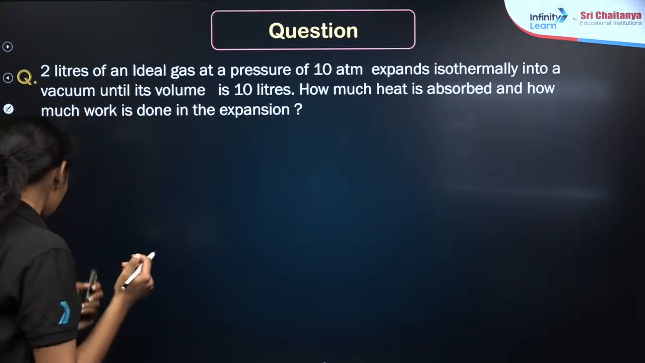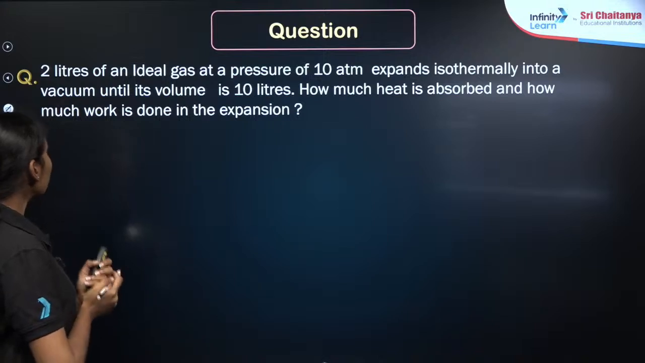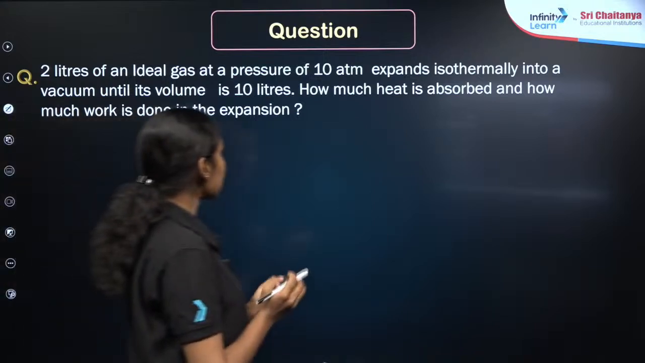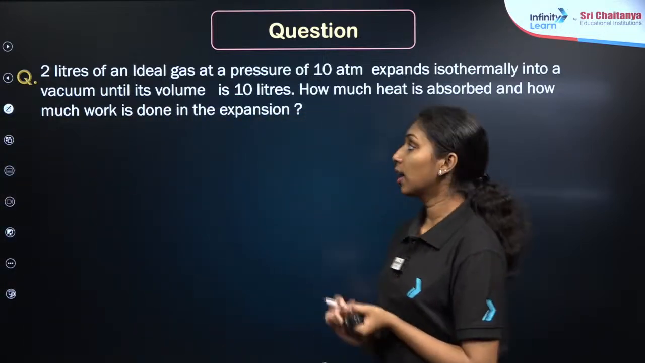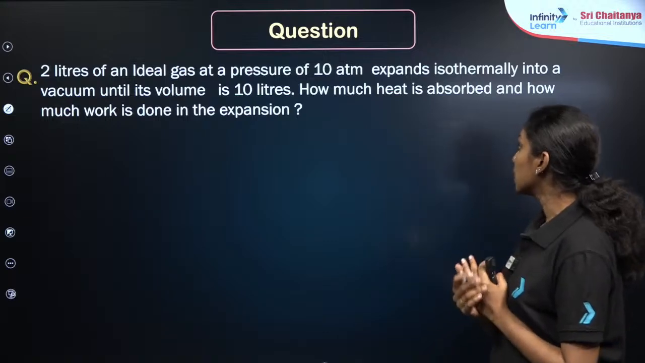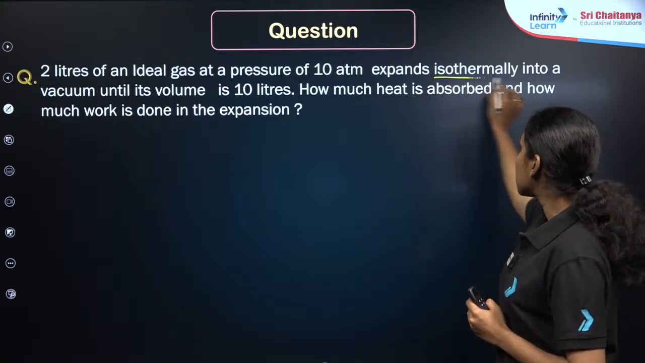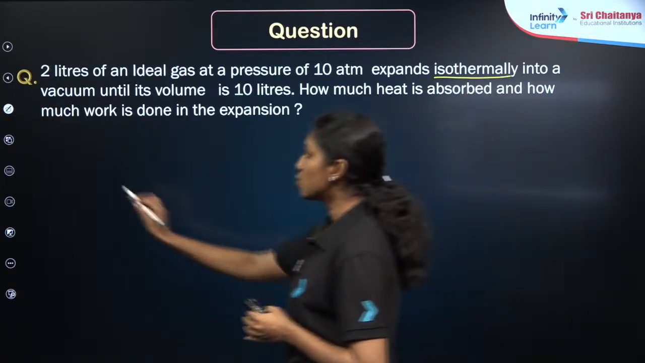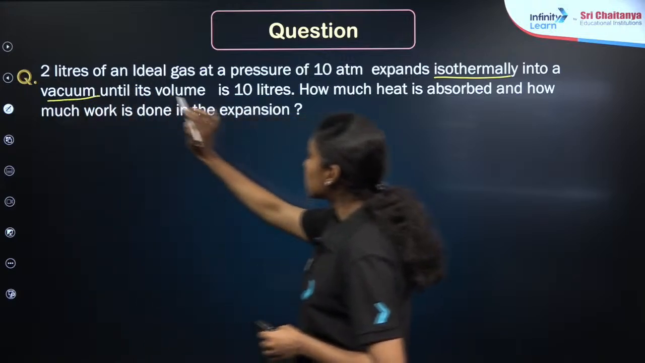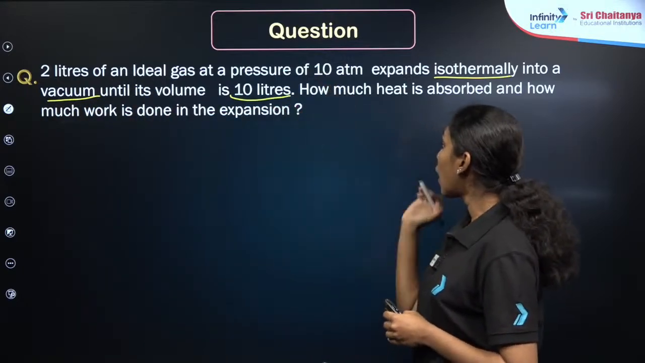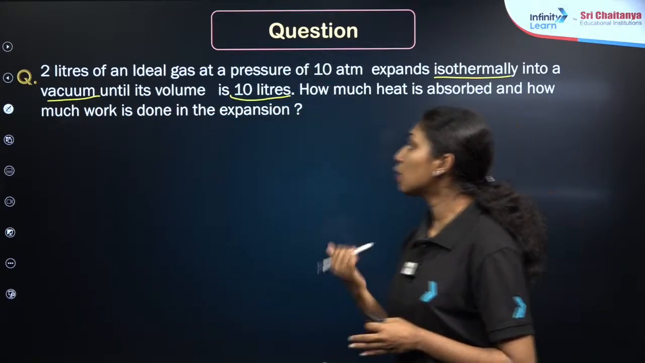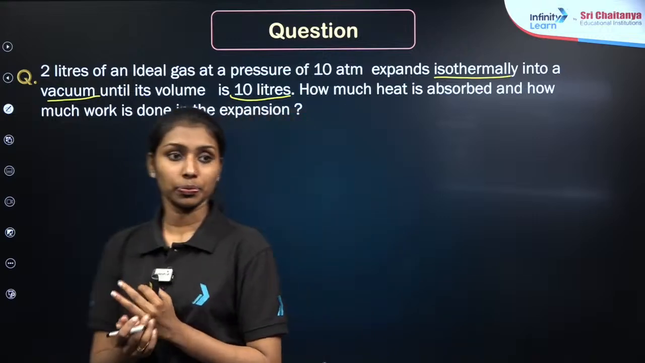Now here is the practice question for you. The question is that 2 liters of an ideal gas at a pressure of 10 atmospheres expands isothermally into a vacuum until its volume is 10 liters. How much heat is absorbed and how much work is done in this expansion?